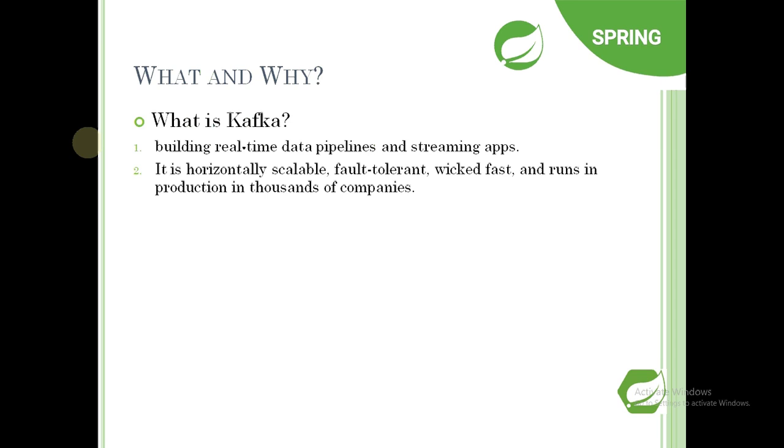Kafka is used to build real-time data pipelines, and it is further used for streaming of data. For example, one app is sending some messages and a few other apps are listening to it. So it can be used as a messaging bus where the other apps can easily stream data in real time. The main advantages are that it is open source, horizontally scalable, fault tolerant, fast, and runs in production in 1,000 companies as of now.